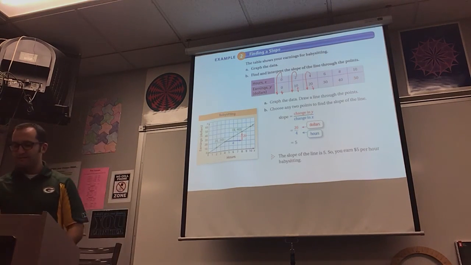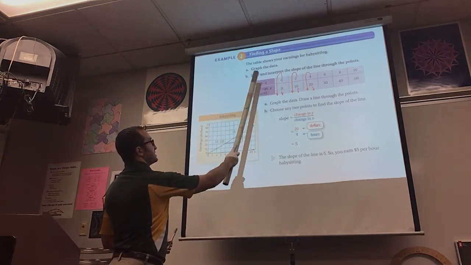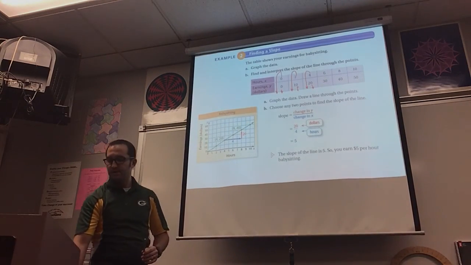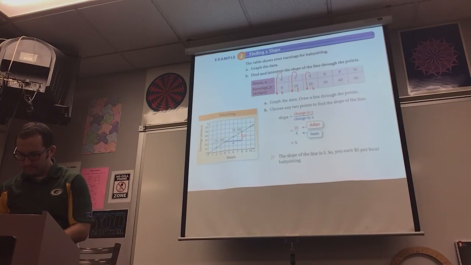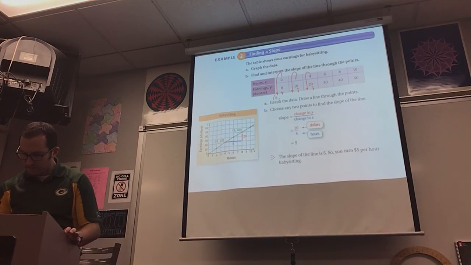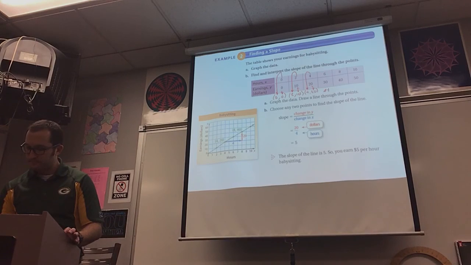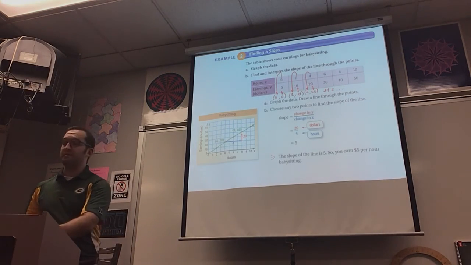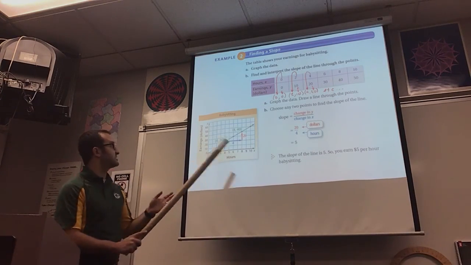And here we're given a table, right? Notice, this is the x and this is the y. So we need to graph it. This is 0, 0. This one is 2, 10. This one is 4, 20, etc., right? So we plot these. And then it says, find the slope of this line.